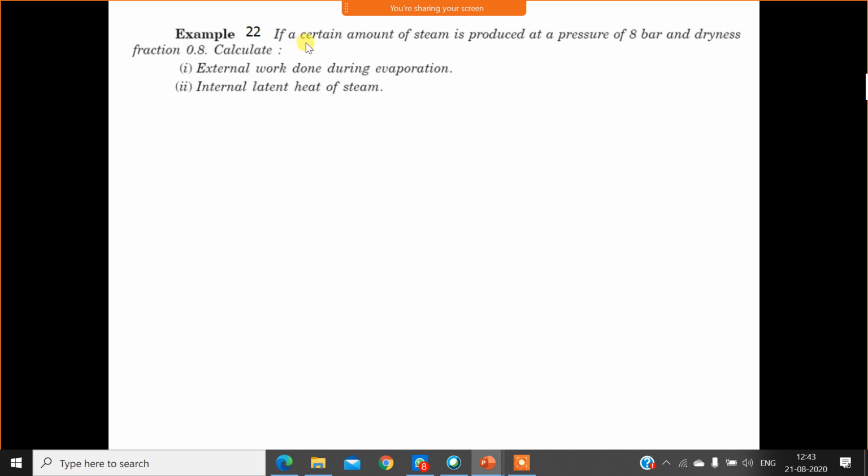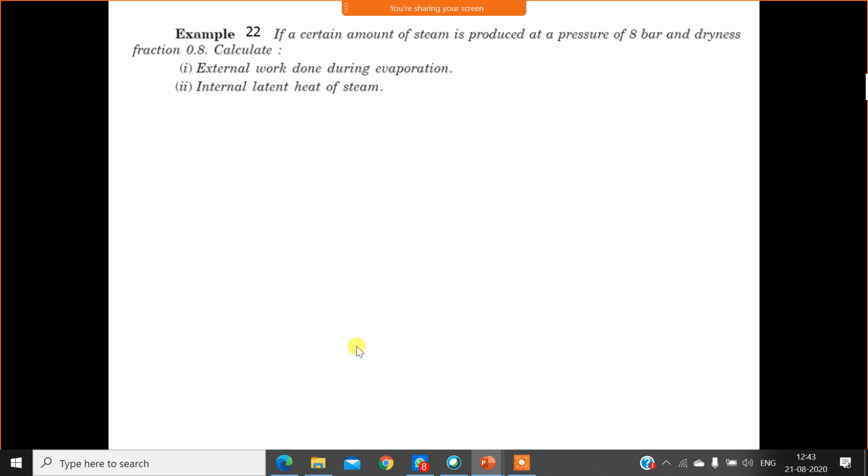In this problem, a certain amount of steam is produced; the mass of the steam is not given. It is produced at a pressure of 8 bar, and the dryness fraction is 0.8. Since the dryness fraction is given, it is a wet steam. We have to calculate the external work done during evaporation and the internal latent heat of the steam.